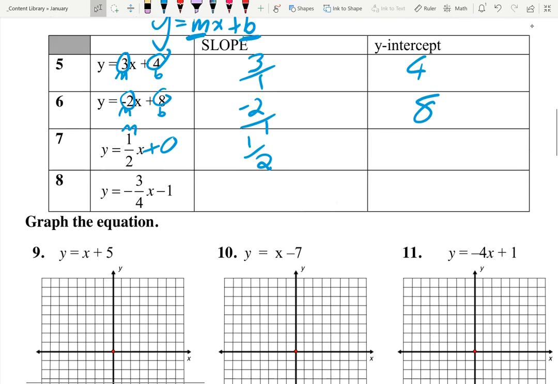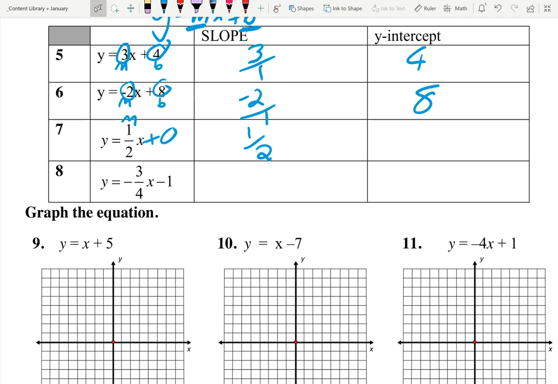Okay, and then number 8. Again, still in slope-intercept form, we still have mx plus b. Now you notice it's not a plus number in this case, it's actually a minus, and that's fine. You can think of it like a plus -1 instead of a -1. It's the same thing. So our m is this -3/4.